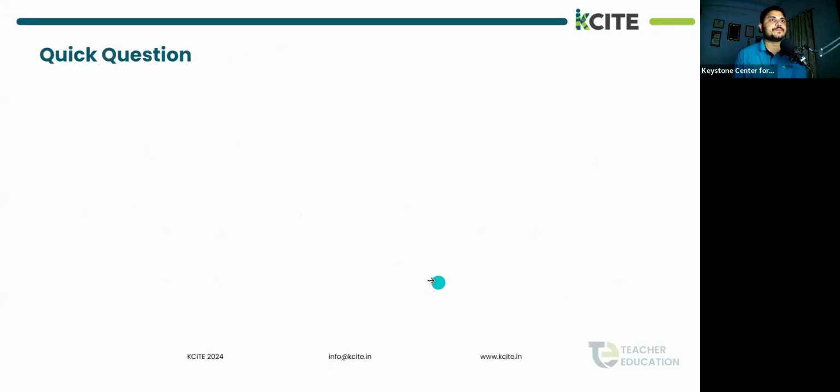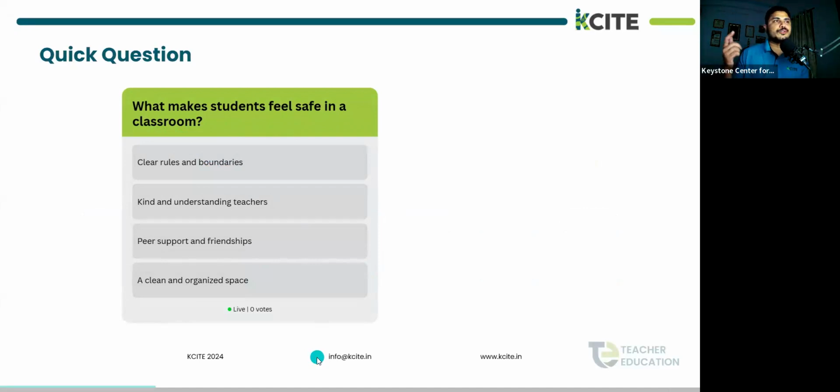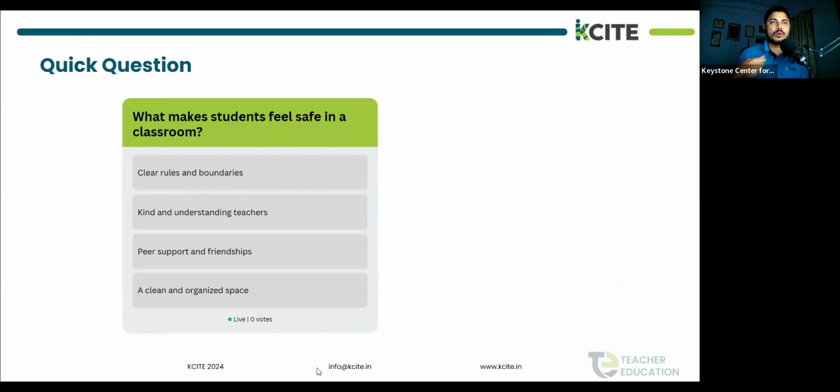Okay, all right. Now there is this first question. Please, you can use the chat to tell me what makes students feel safe in a classroom. What do you think about this? You can type option 1, option 2, option 3, option 4. You don't have to type the whole text. So please tell me, what makes students feel safe in the classroom?